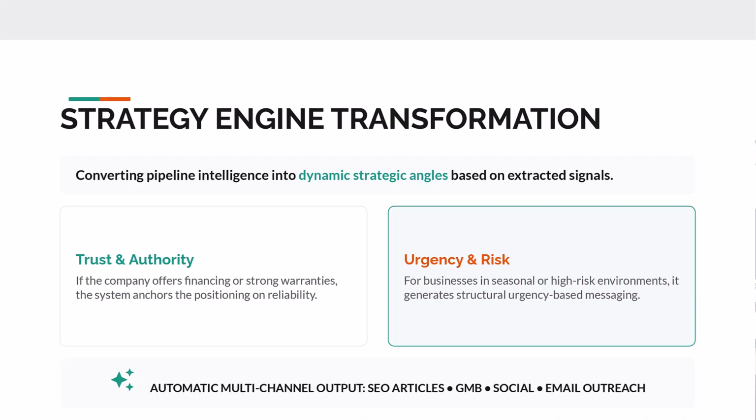For example, if the company offers financing or strong warranties, the system creates a positioning angle focused on trust and authority. If the business operates in an environment with seasonal structural risks, it generates urgency-based messaging. Each strategy then produces SEO articles, Google business posts, Facebook posts, and email outreach. Everything becomes campaign-ready automatically. The next major issue was authenticity.